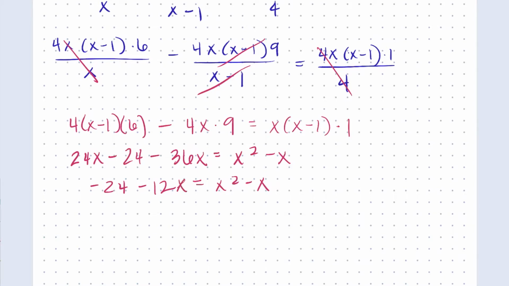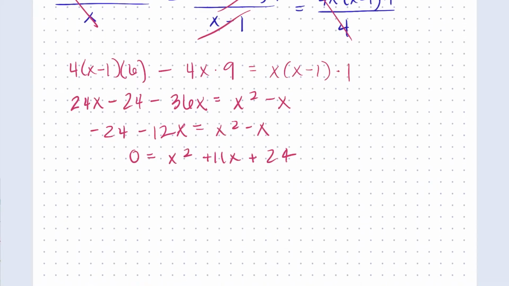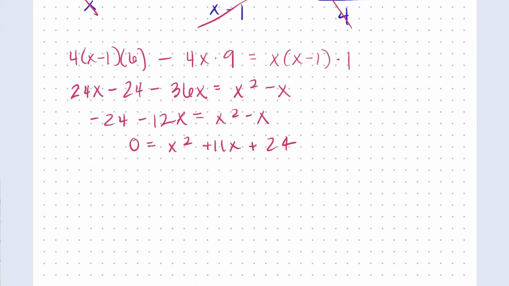That's 12x, sorry. That's going to be 0 equals x squared plus 11x plus 24. That factors really nicely because it has a leading coefficient of 1. You're really just asking yourself what's going to multiply to a positive 24 and add to a positive 11. That's going to be 8 and 3. So then my two solutions are x equals 8 and 3.